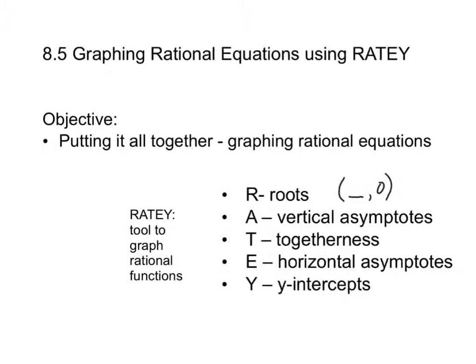this is called RATE. And the first thing that you will do on this is that you will determine the roots, the x-intercept, right, the x-intercept root. Then we're going to factor it, and we're going to find any holes or vertical asymptotes. That's the A. T, we're going to determine the behavior at the vertical asymptotes, whether they're together or apart. And E, we're going to determine the horizontal asymptotes. And then the last thing we're going to do is determine the y-intercepts.